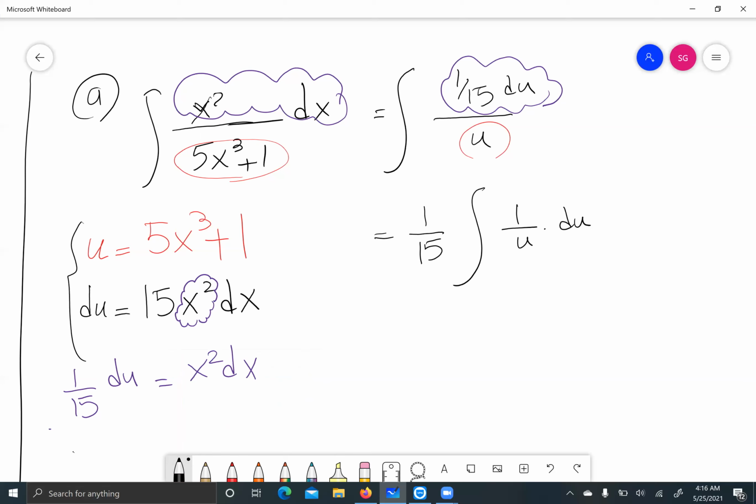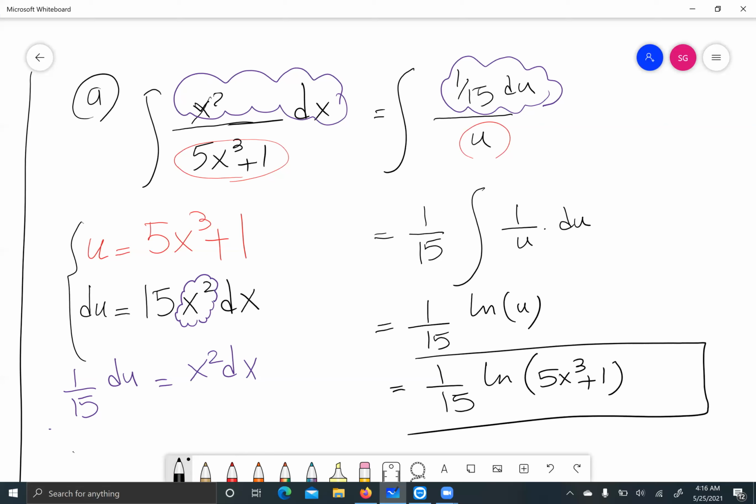And now this is one of the basic functions, 1 over u. What is the antiderivative of 1 over u? It's natural log of u. So the final answer is natural log of 5x cubed plus 1. Okay?